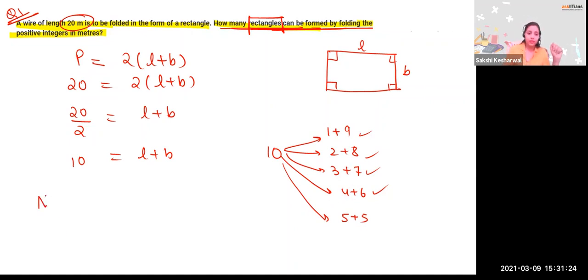So the number of rectangles will be how much, beta? I'll say the number of rectangles will be how much, beta? See, length and breadth can be varied, right?